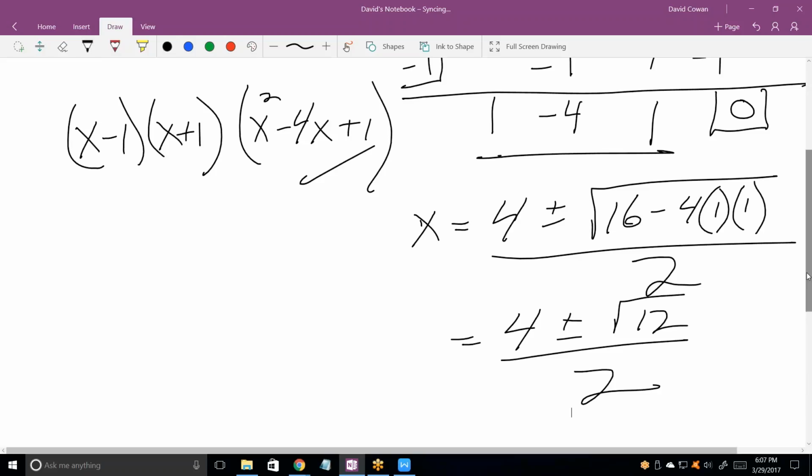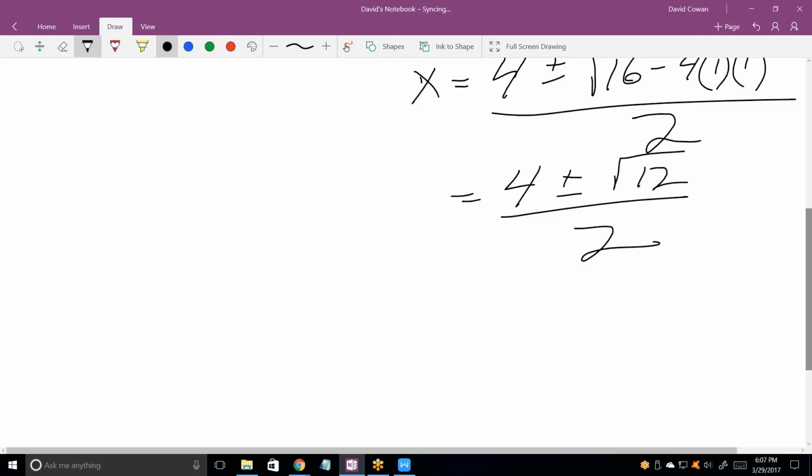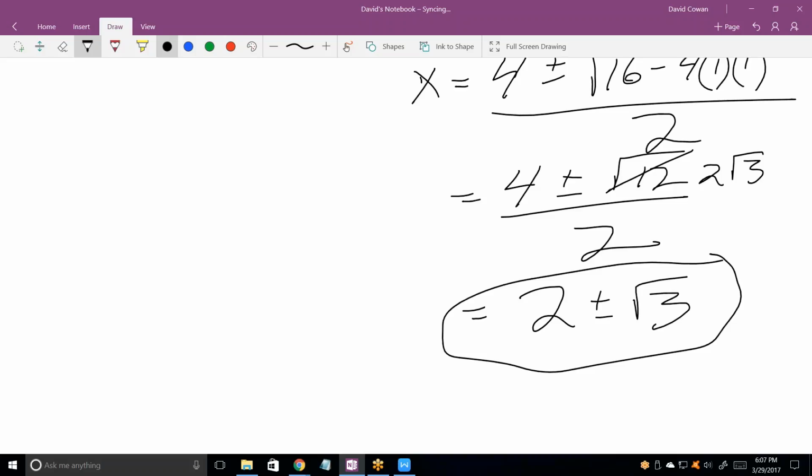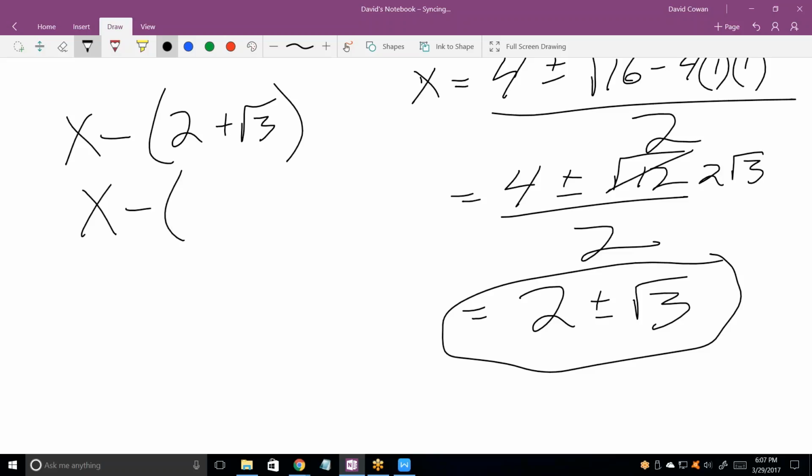And that can be simplified because the square root of 12 is 2 square roots of 3. In other words, I'm going to replace that with 2 square roots of 3. Now I can divide top and bottom by 2, giving me 2 plus or minus square root of 3. So my other two factors are x minus one of these answers and x minus the other answer. See how I did that?